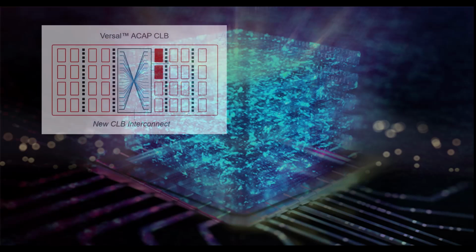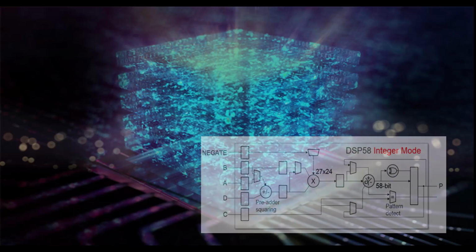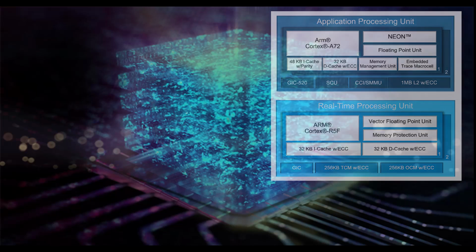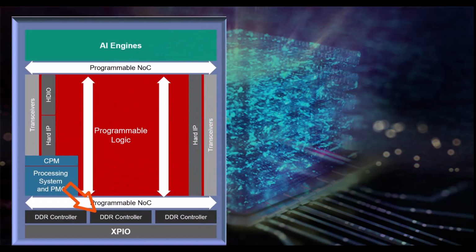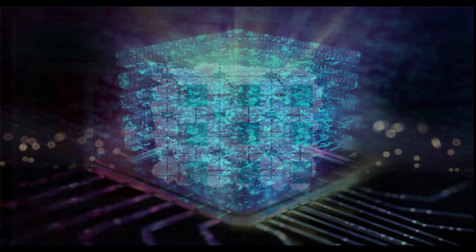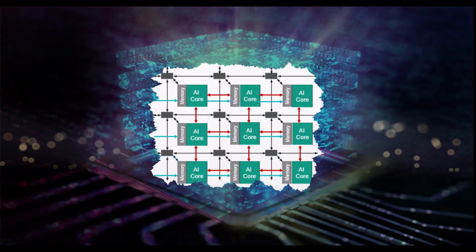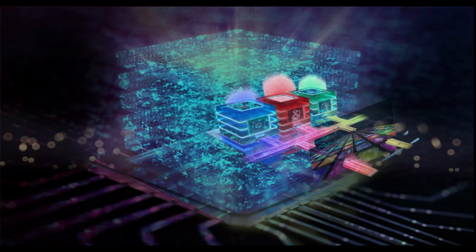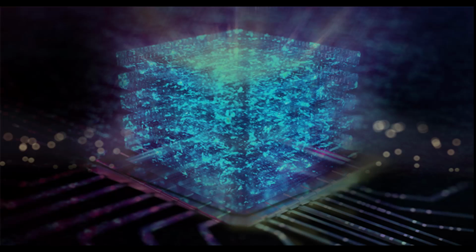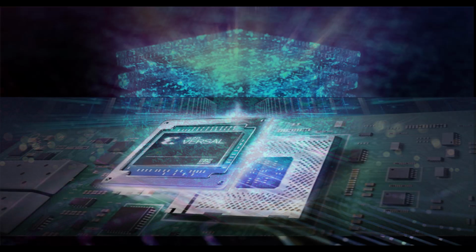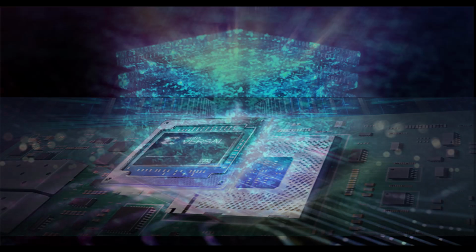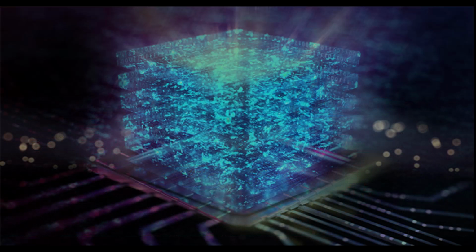Versal ACAP devices usher in a new architecture built around an updated programmable logic fabric, ARM cores, hard IP for memory controllers and high-speed communications, plus the new AI engines and network on chip. This new architecture is built using 7nm process technology and packaged in 4th generation stacked silicon interconnect. Versal designs are developed using the Vitis toolflow.